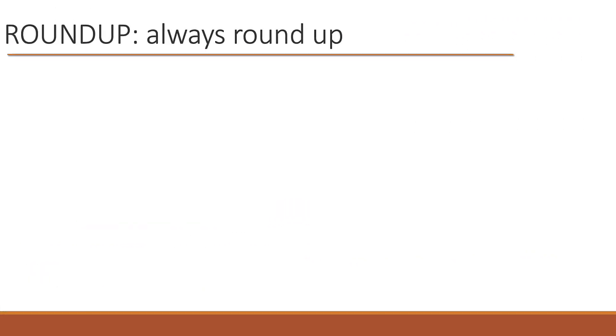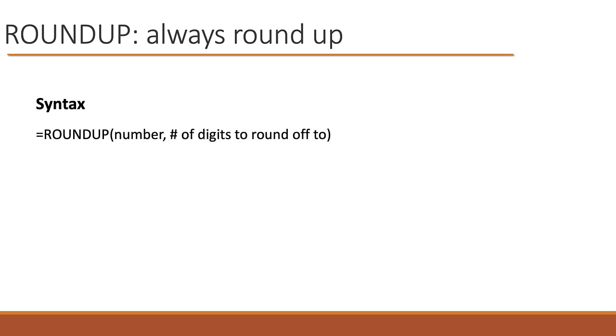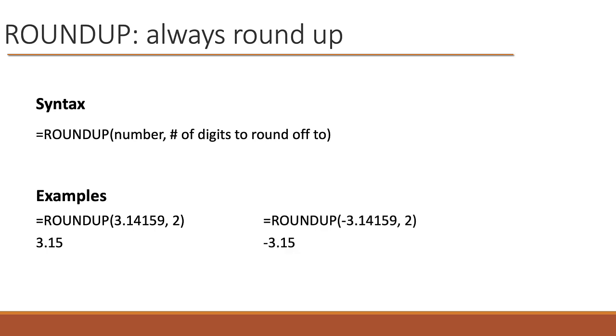To force all numbers to round upwards, we use the round up function. Also, the syntax is pretty straightforward. We say equals round up, give it the number we want to round, and also how many digits we want to round off to. So a couple of examples here. If we take pi and we want to round up to 2 decimals, it gives us 3.15 rather than a regular round would be 3.14. And if we have it as a negative, and we round up negative pi to 2 decimals, again we get negative 3.15.